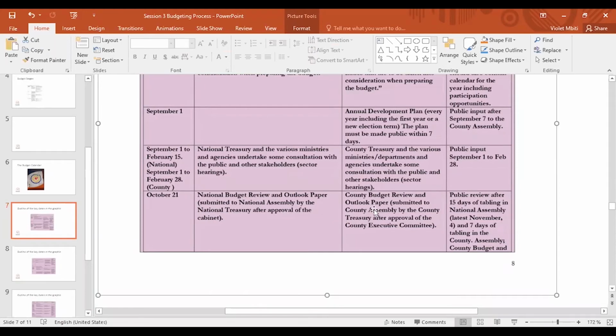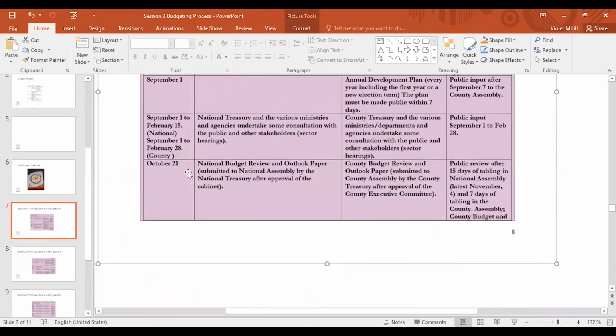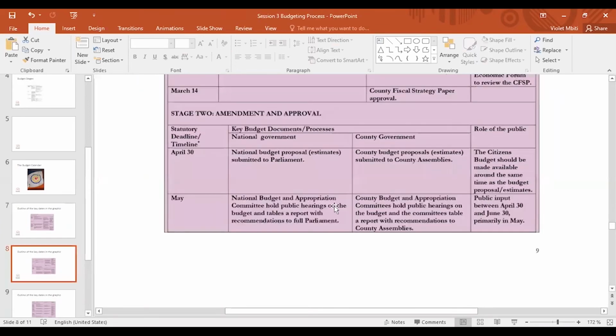Now at the county level, the County Budget Review and Outlook paper is submitted to County Assembly by the County Treasury after approval of the County Executive Committee. So, with regard to the CBROP, public review after 15 days of tabling in National Assembly, latest November 4th, and 7 days of tabling in the County Assembly, county budget, all right? And these are timelines that are adhered to by the county. These are timelines, that is why as a budget champion, it is essential for you to note that.